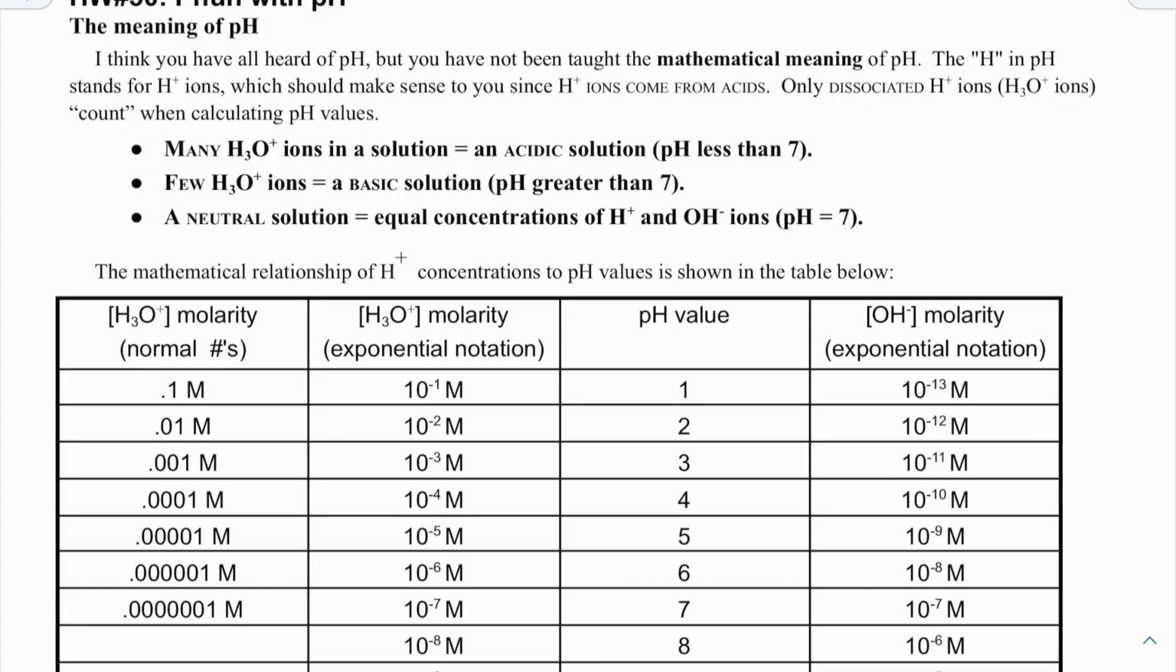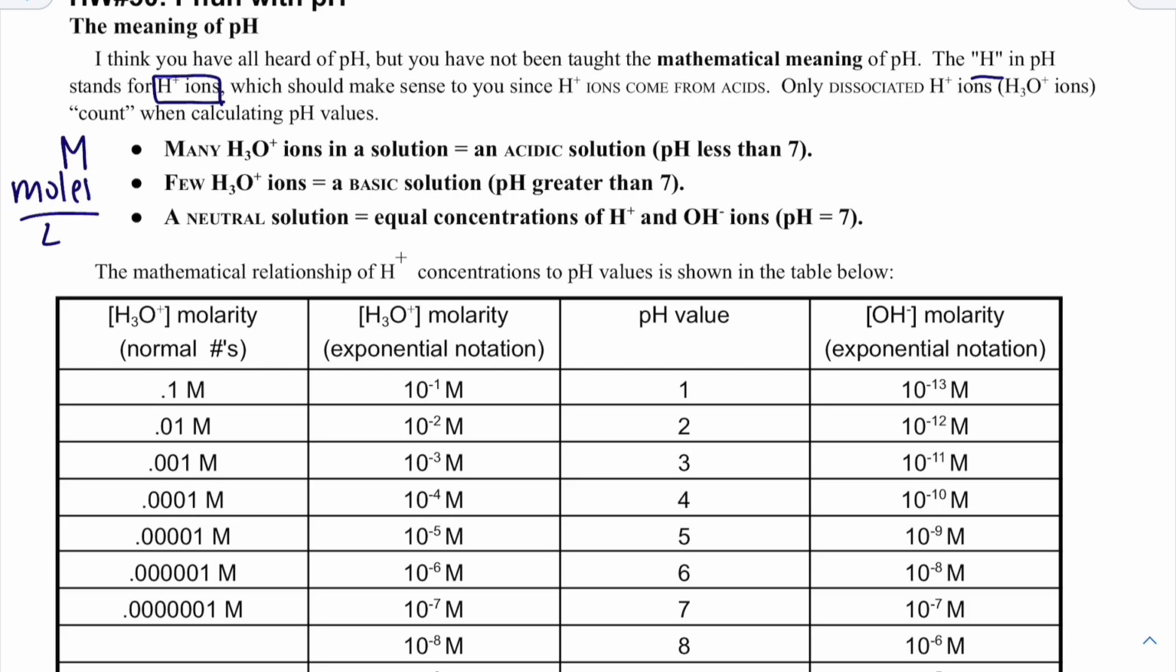I'd like to start by talking about the meaning of pH. I believe you all have heard of pH, but you have not been taught what the mathematical meaning of it is. So as you know, pH refers to how acidic a solution is, but there is a mathematical meaning behind pH. The H in pH stands for H plus ions, and this would be concentration in molarity. So that would be moles per liter.